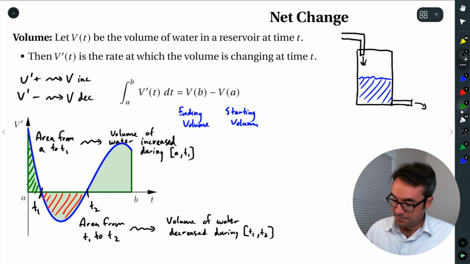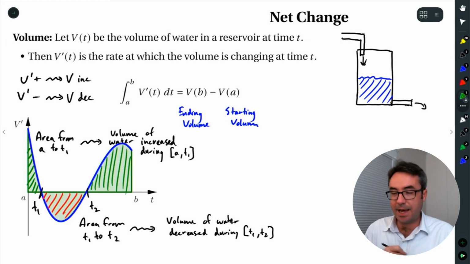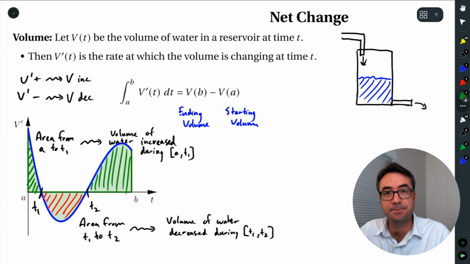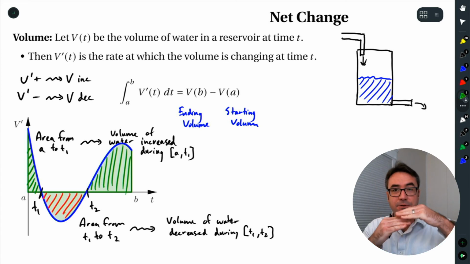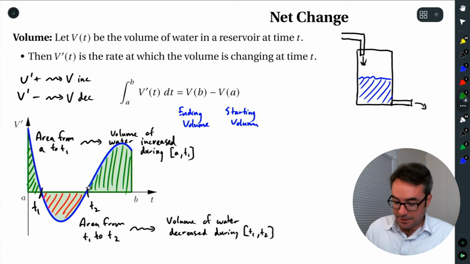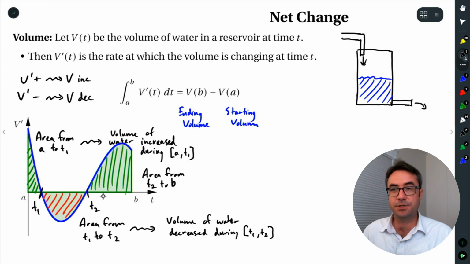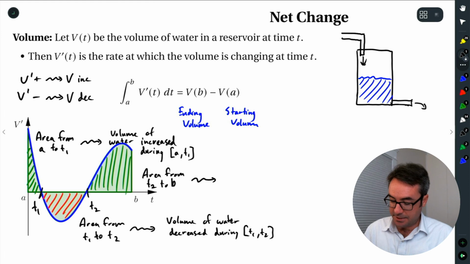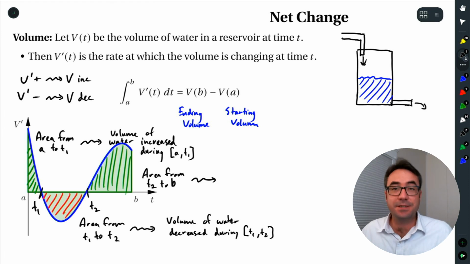And back over to here, V prime switches back to positive. So our volume starts going back up. And so if we could get the area for this shaded region from T2 to B, what this area represents is how much water increased. How much did our volume increase during that time interval?